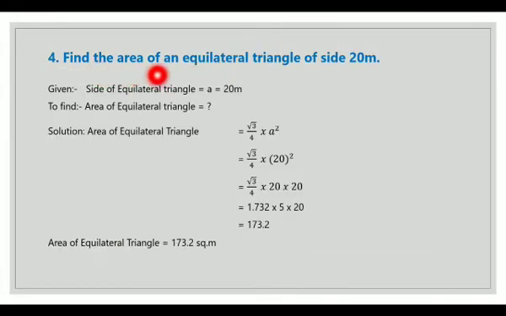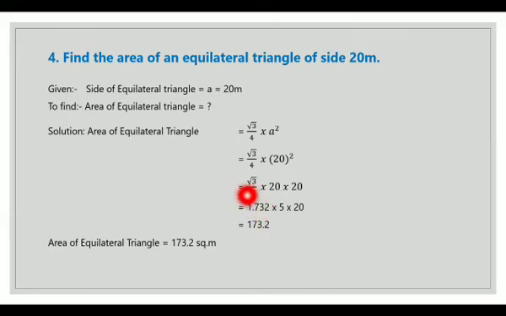The next sum: find the area of an equilateral triangle of side 20 meter. Given the side of equilateral triangle, a, equals 20 meter. To find the area of equilateral triangle, as we know, the area equals root 3 upon 4 into a square. So we have given the side a equals 20. So root 3 upon 4 into 20 the whole square. So root 3 upon 4 into 20 into 20.